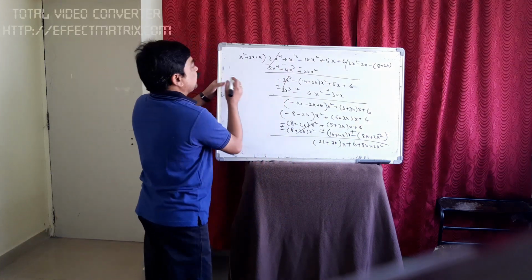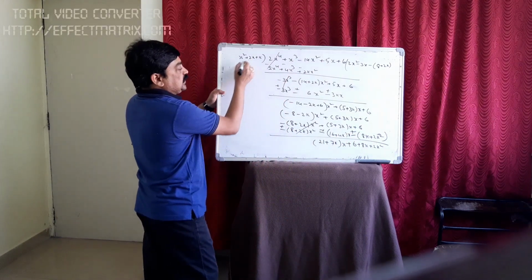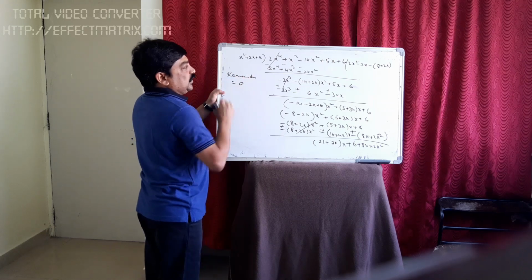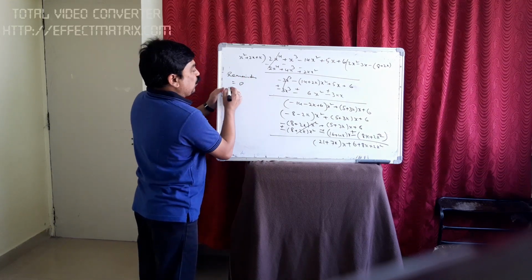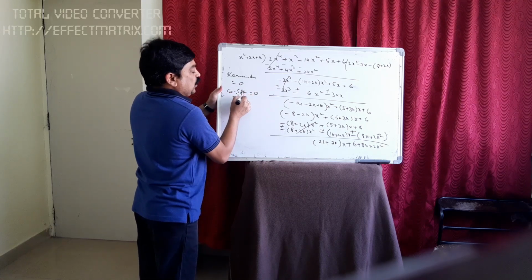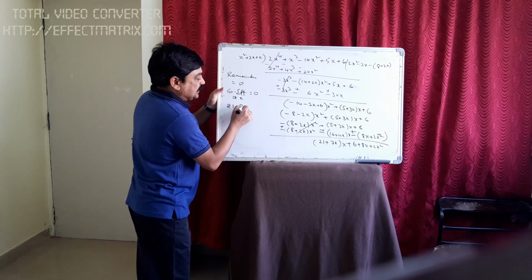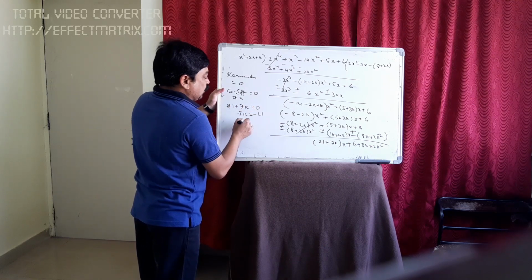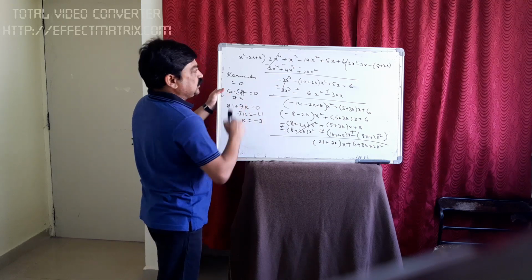Now I told you, since it is a factor, the remainder should be 0. If the remainder is 0, the coefficient of x and the constant should be equal to 0. What is the coefficient of x here? 21 plus 7k is equal to 0. 7k is equal to minus 21, k is equal to minus 3.